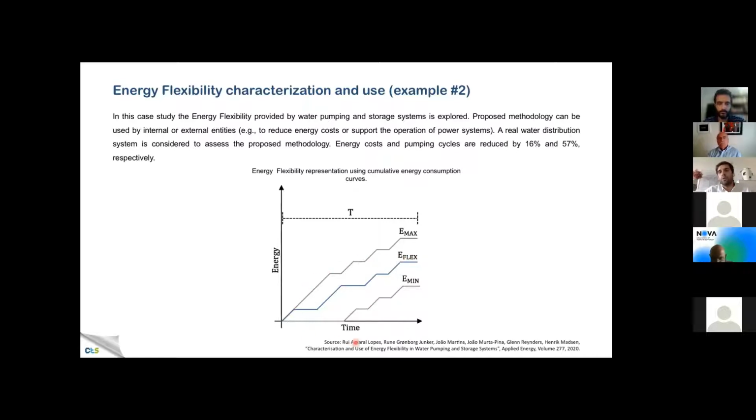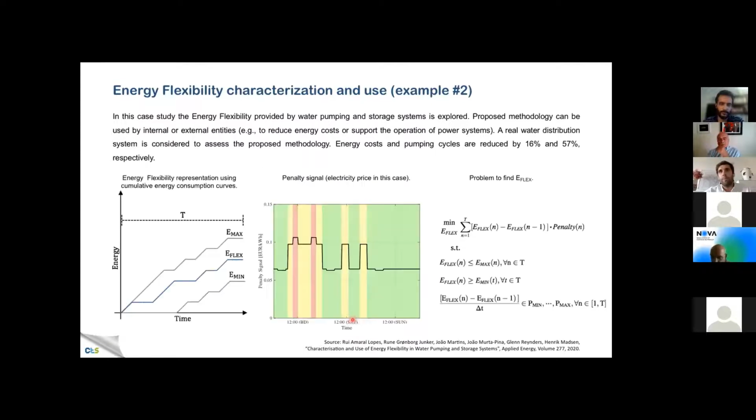And this methodology, after characterizing by these energy consumption curves, can be used by both internal or external control systems. They just have to know these maximum and minimum curves and allowed power consumption values throughout the period of analysis. So if we have this characterization and we have the penalty signal, in this case, electricity price for business days, Saturdays and Sundays, we just have to find the energy flexible consumption curve.